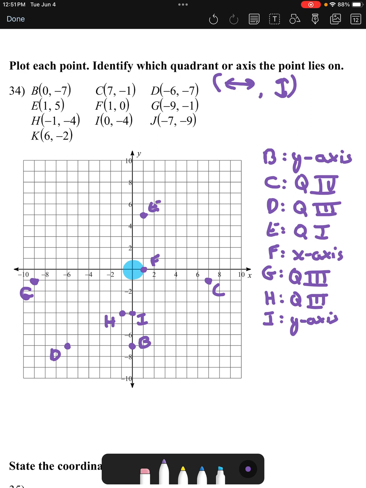J at -7, -9. So left 7, down 9. It's way down here. Again, bottom left group, so he's quadrant 3. And K is at 6, -2. So +6 means right 6. -2 means down 2. K is in that bottom right group, so he's quadrant 4. We had no points here in quadrant 2.